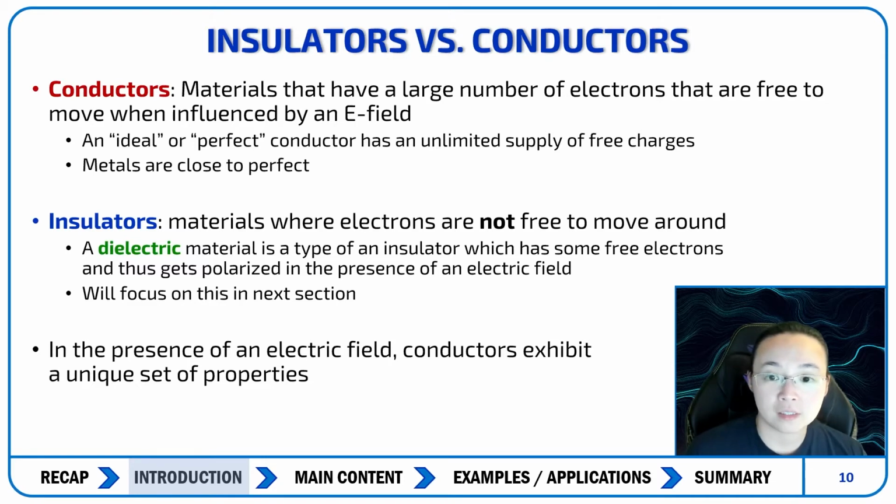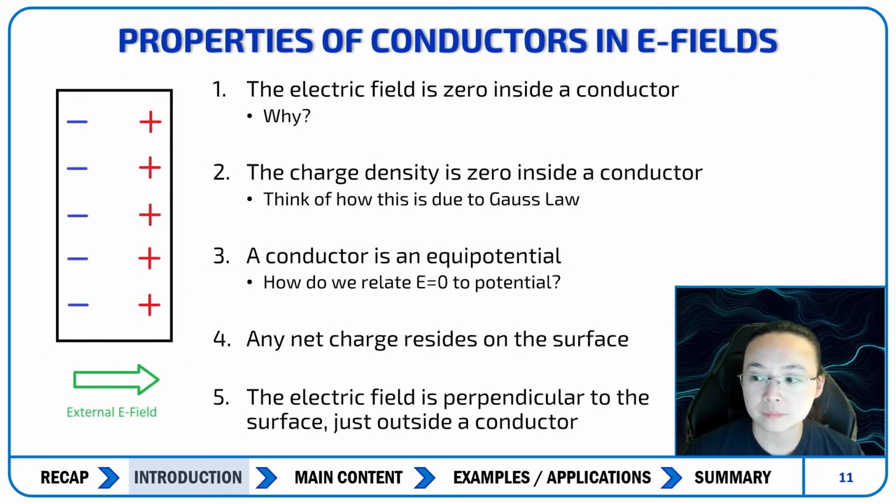So back to conductors. In the presence of an electric field, conductors are going to exhibit a very unique set of properties, and it's very important that you understand why these properties are the way they are. So there are some key electrostatic properties of ideal conductors when they are in the presence of an electric field. There are actually 5 main characteristics of conductors in electric fields, and these are really good to understand in detail. So first, I'm going to explain this diagram. This black rectangle is a conductor, and there's a green external electric field pointing towards the right.